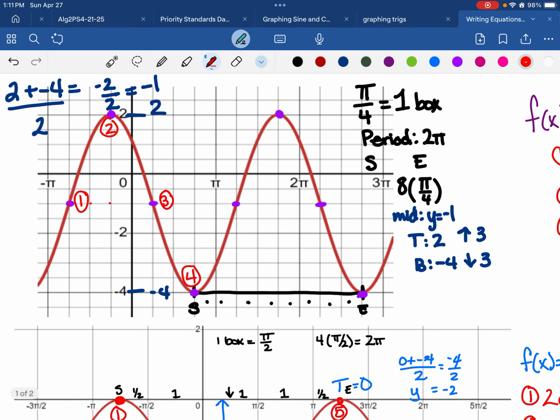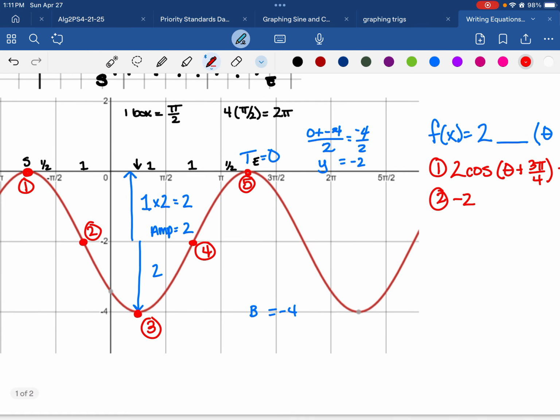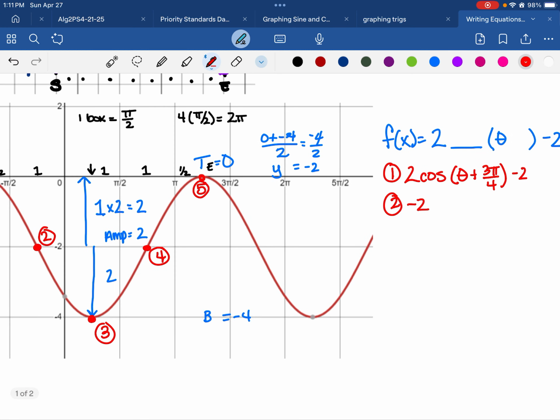1, 2, 3, 4. Yeah, I went up. I just want to make sure I went up correctly. Negative sine theta, minus with a plus because I went to the left, pi over 4. Minus 2. Number 3 is a minus 2 cosine theta minus pi over 4 minus 2.